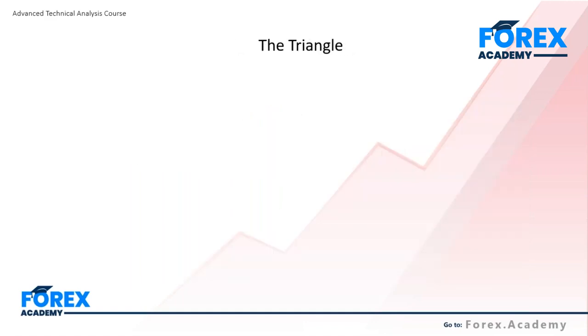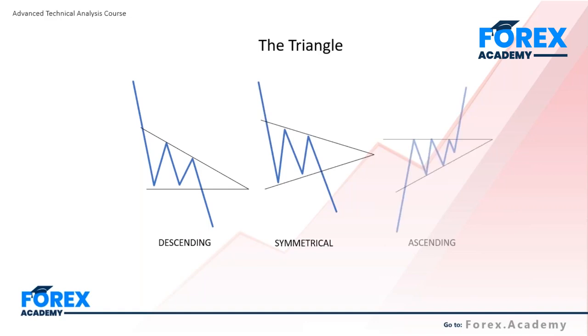The triangle. The triangle is a slightly larger pattern and is also a continuation pattern. When we talk about triangles, there are three types of triangles. There is the descending triangle, symmetrical triangle, and the ascending triangle. All three are continuations. We probably tend to find that symmetrical triangles occur more often than the latter two.